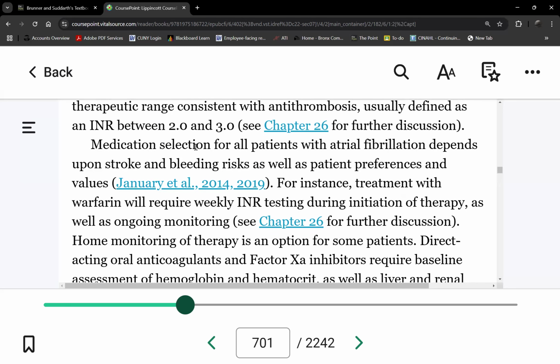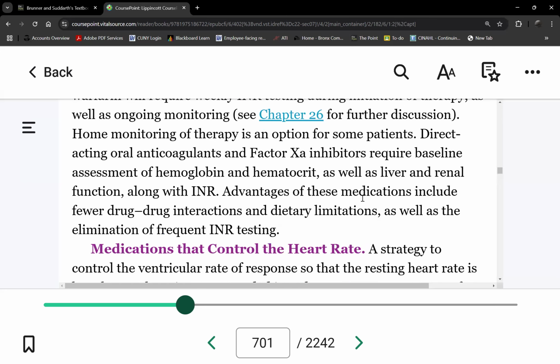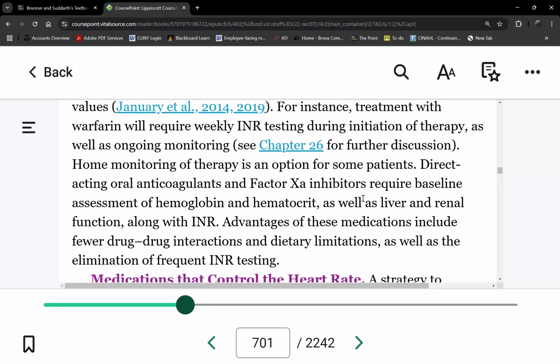I repeat, medication selection for anticoagulation depends on the patient's risk factors. So the doctor assesses their risk and then decides on which one to prescribe. Most popular among these are these two, Xarelto and Eliquis.